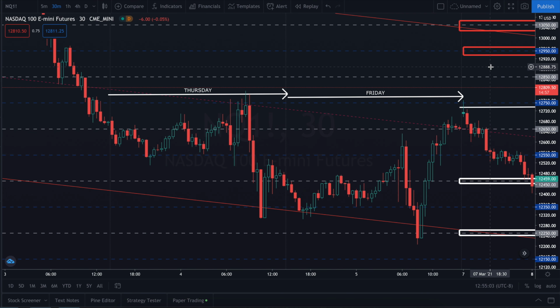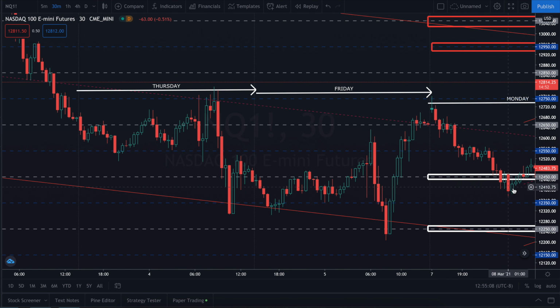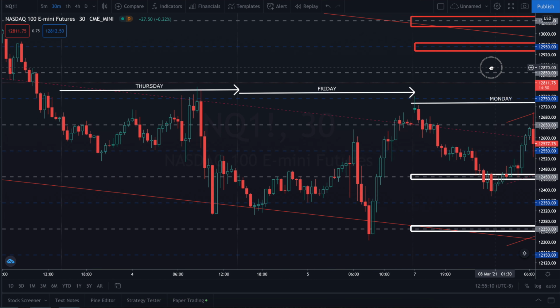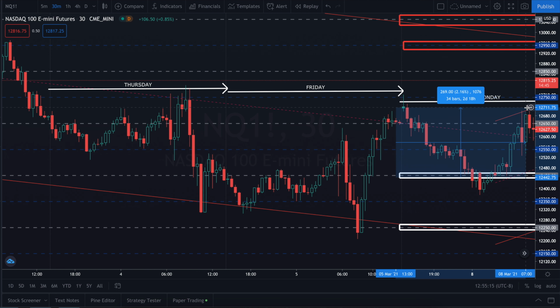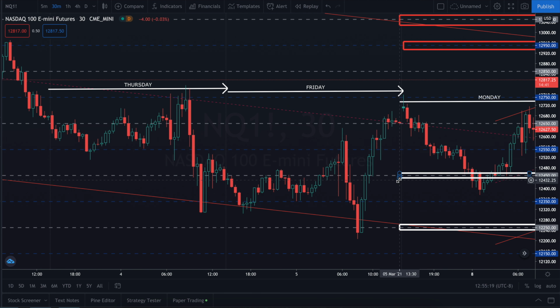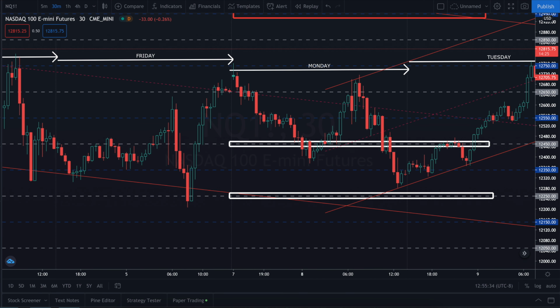Now here we are. We came to the first level. It wasn't a perfect bounce from the level, but it was super close, and we did almost 300 points from that level to the upside, with a potential drawdown of 56 points. So if you found some kind of trade and you took that, you have a pretty amazing risk to reward ratio. And then what happened is we almost came down to the second level.